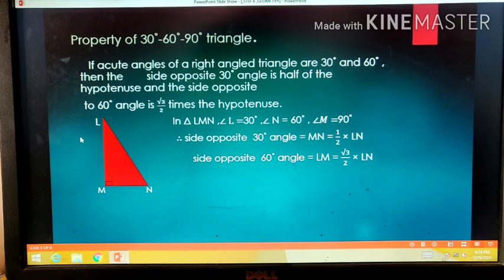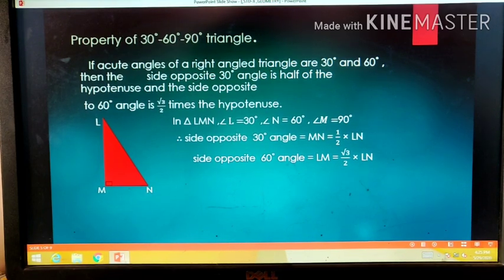Let's see with an example. Triangle LMN. In triangle LMN, angle M is 90 degree. Therefore, the remaining two angles are surely acute angles. From these two acute angles, angle L is 30 degree and angle N is 60 degree. So MN is the side opposite to the 30 degree angle and LM is the side opposite to the 60 degree angle.